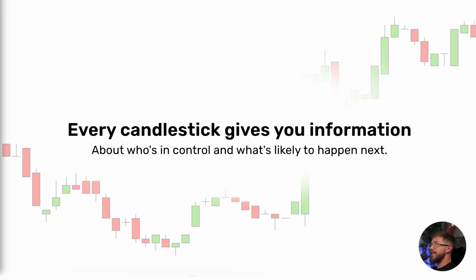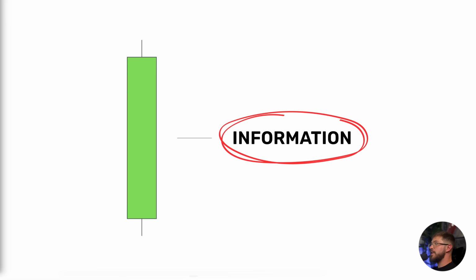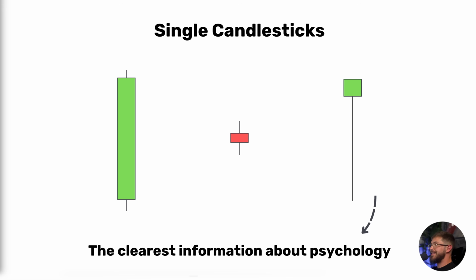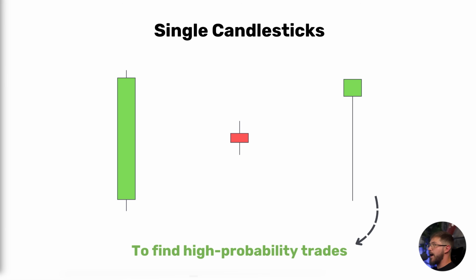You need to understand that every candlestick is giving you information about who's in control and what's likely to happen next. Because when you can read that information correctly, when you understand the psychology behind the price action, you have a massive advantage over traders who are just memorizing patterns. And that is exactly what we're going to cover next: the specific single candlestick patterns that give you the clearest information about market psychology, and more importantly, how to use that information to find high probability trades.